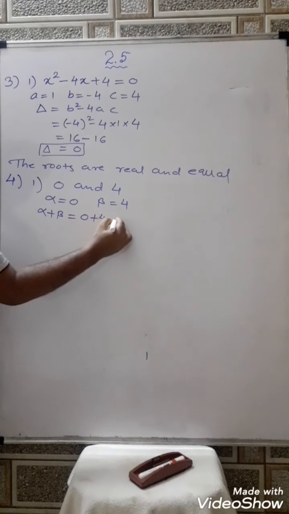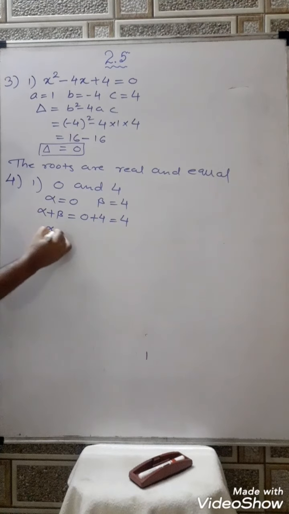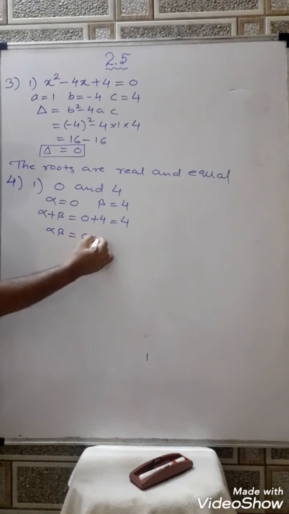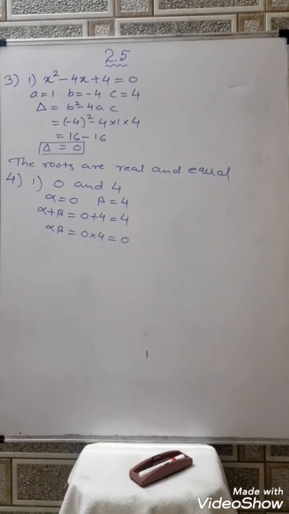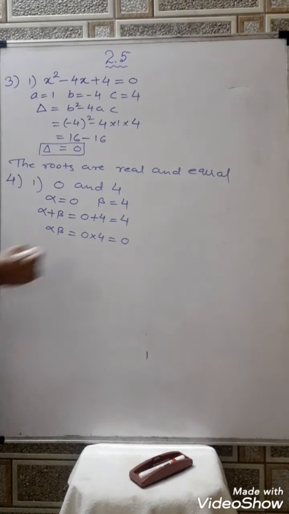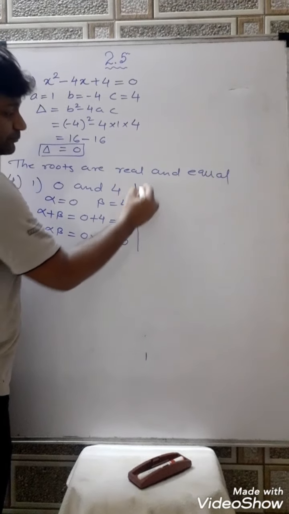So 0 plus 4, what do you get? 4. Product of the roots, multiply it. 0 multiplied with 4, what do you get? You get 0. Now, you know the equation. How to write down the equation here?